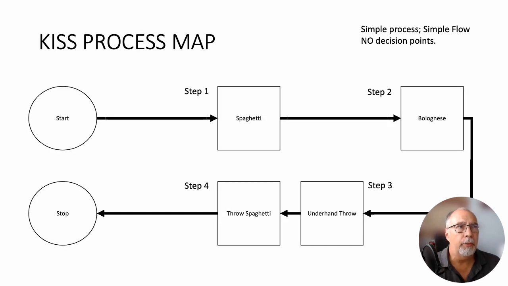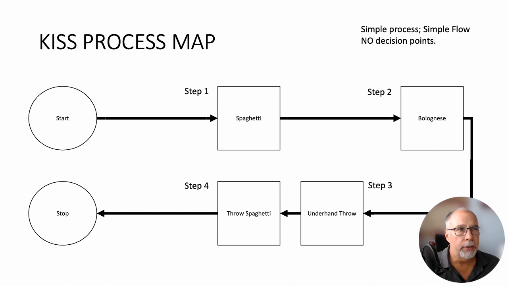And this would be what revision 1, the KISS 1 process map would look like. It's a simple process with a simple flow and no decision points. So our process starts. Step 1 is boiling the spaghetti. Step 2 is adding the bolognese. Step 3 is deciding to throw the spaghetti using an underhand throw. And step 4 is actually throwing the spaghetti. And then you stop. So this is the process. And you can see a clear flow.